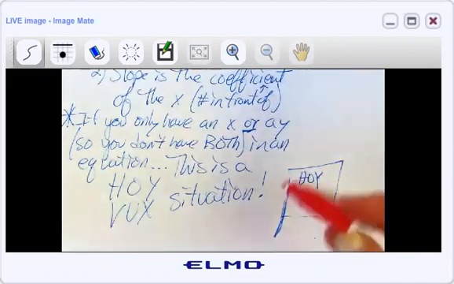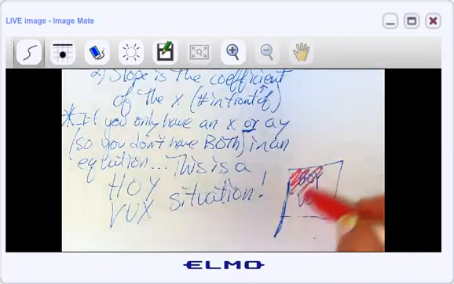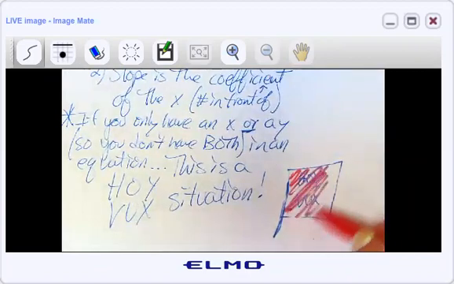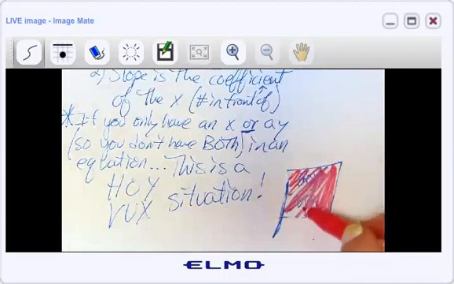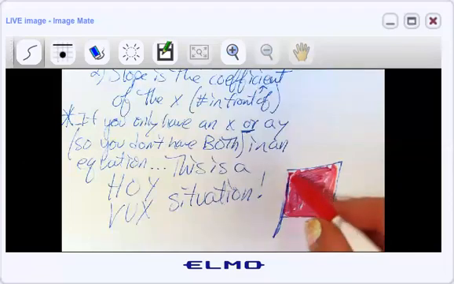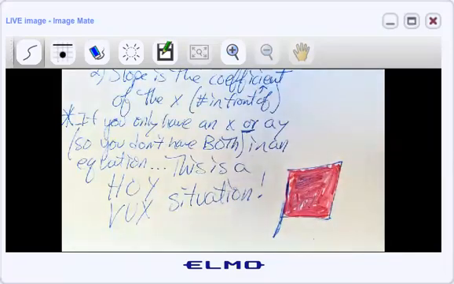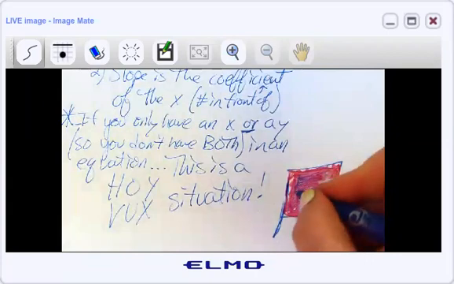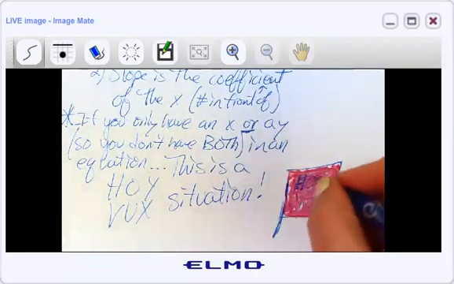I was thinking I could shade this in, but it's probably not going to work very well. Oh yeah, that totally messed it up. I'll write Hoy-Vux on top. Maybe that'll work. So here's my big red flag if you only see an X or a Y. Can I write on top? Oh yeah, that kind of works.